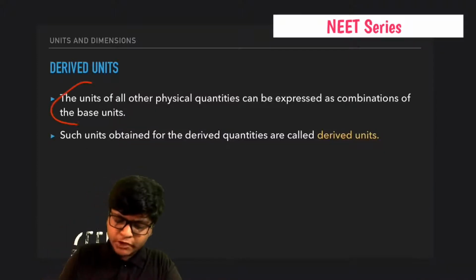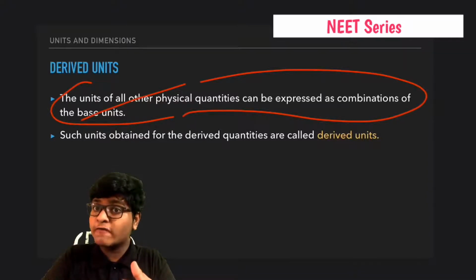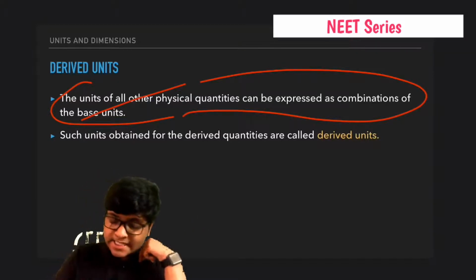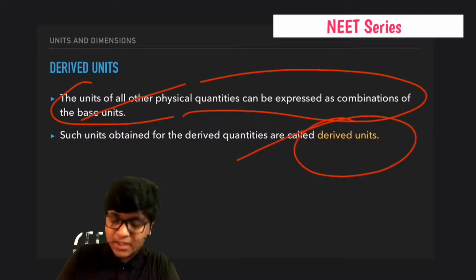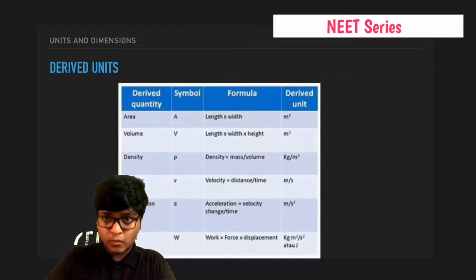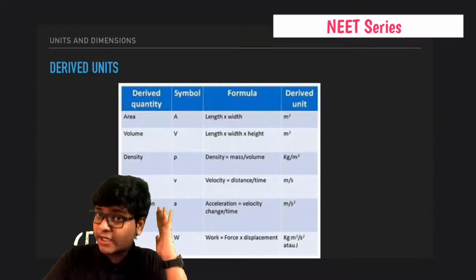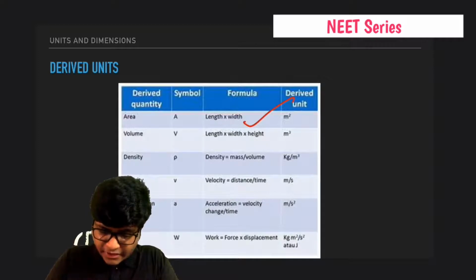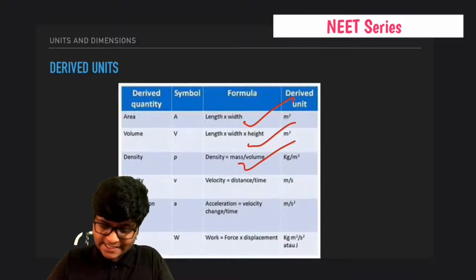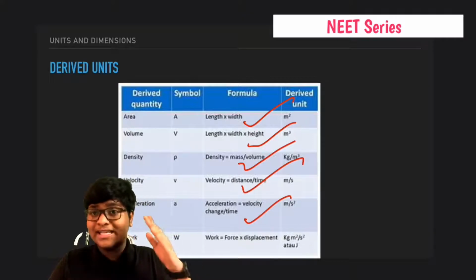Derived units of all other physical quantities can be expressed as combinations of base units. These are combinations of fundamental or base units because they are derived from them. Such units obtained from the derived quantities are called derived units. So what are they? Area, volume, density, velocity, acceleration, work, power, energy. There are a lot of such quantities. Area is length into width, volume is length into breadth into height in a cuboid, density is mass by volume, speed is distance by time. So they are derived.